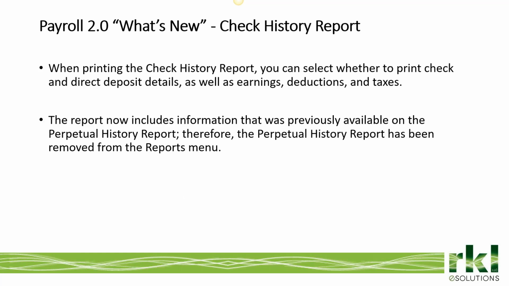The check history report, same as before, will show everything: your earnings, deductions, taxes, direct deposit details. It also includes information that was on perpetual history. Because it now does that, you will no longer find the perpetual history report in your system. Many of us have used that extensively, so you're going to be using your check history report. If you require, as always, any changes to that report, we can certainly work with you and create versions of it that you can access through the report settings lookup button. And we can create as many of them as you need.